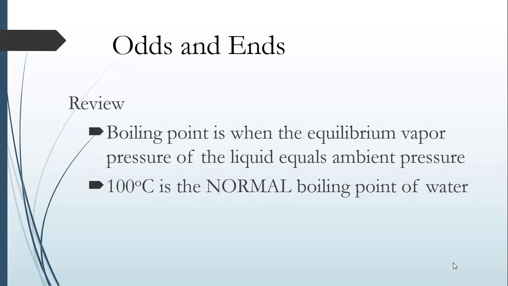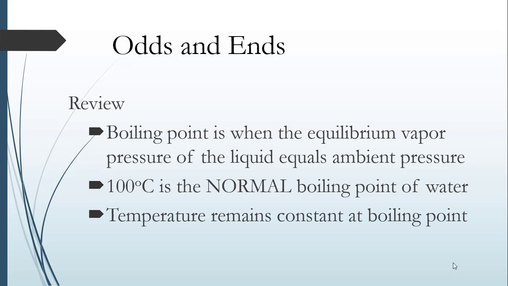And no, I have not been lying to you. 100 degrees Celsius is called the normal boiling point of water. That's the boiling point at 1 atmosphere. And while you are boiling, and actually during any phase change, the temperature remains constant.